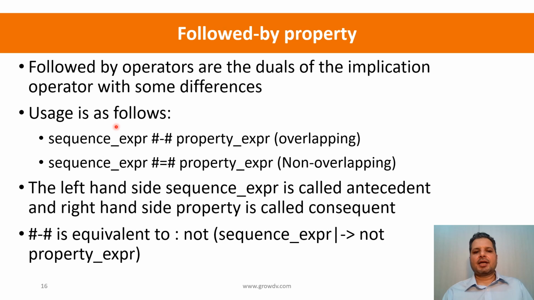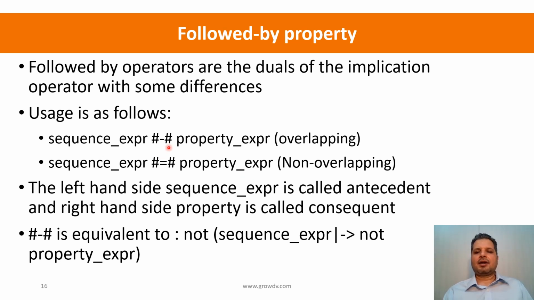The usage is something as follows, the syntax. You have a sequence expression, and this left hand side sequence expression is called an antecedent, very similar to the way when we use the implication operator. And then you have the followed-by operator. The followed-by operator, similar to your implication operator, has overlapping and non-overlapping variants. And then you can have a property expression over here. Okay, this is the main point. Your antecedent can be a sequence expression, but your consequent can be a property. In the implication we have generally seen that it is not a property, it is a sequence. Whereas when you look at the followed-by operator, it's actually a property expression.